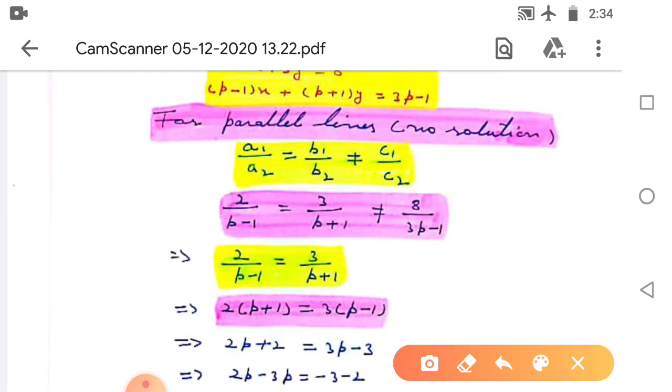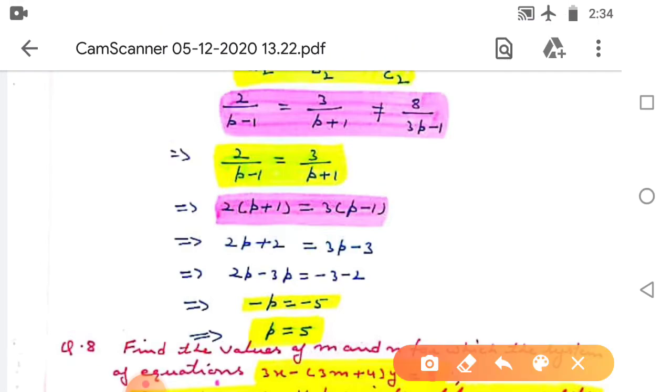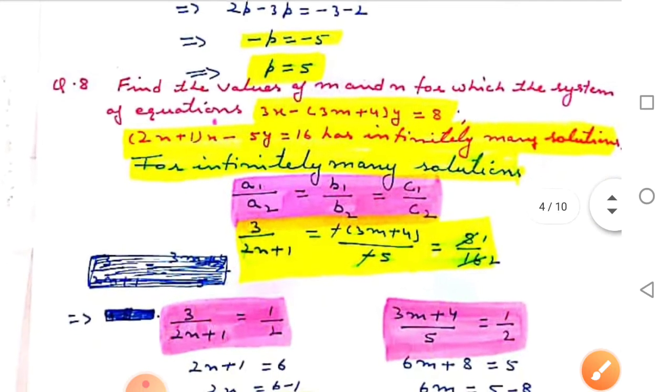Question is clear, right? For parallel lines, this is the condition: a1 upon a2 is equal to b1 upon b2 is not equal to c1 upon c2. Put the values, that is 2 upon p minus 1 is equal to 3 upon p plus 1 is not equal to 8 upon 3p minus 1. So 2 upon p minus 1 is equal to 3 upon p plus 1. So cross multiply, 2 into p plus 1 is equal to 3 into p minus 1, and finally we get the value of p as 5. So the value of p is 5. Clear? Now come to question number 8.